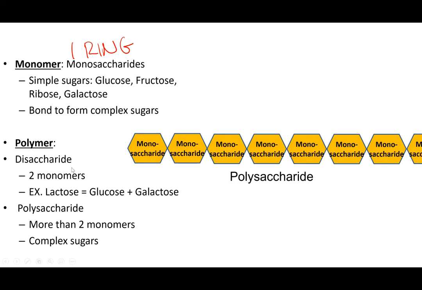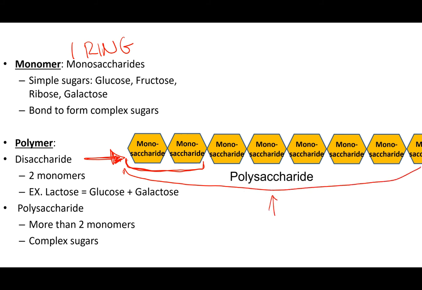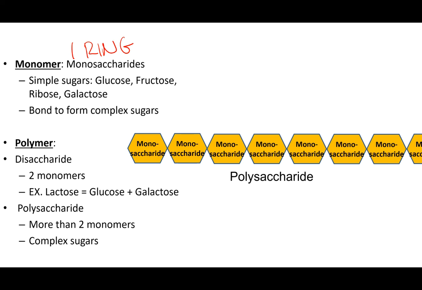If you put 2 monomers together, so just 2, that would be a disaccharide. If you put more than 2 together, you get a polysaccharide. So just 2 rings is a disaccharide. More than 2 rings is a polysaccharide.